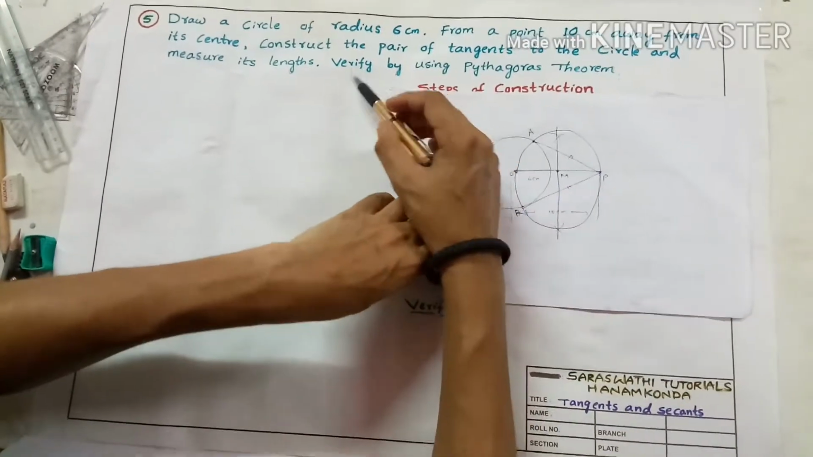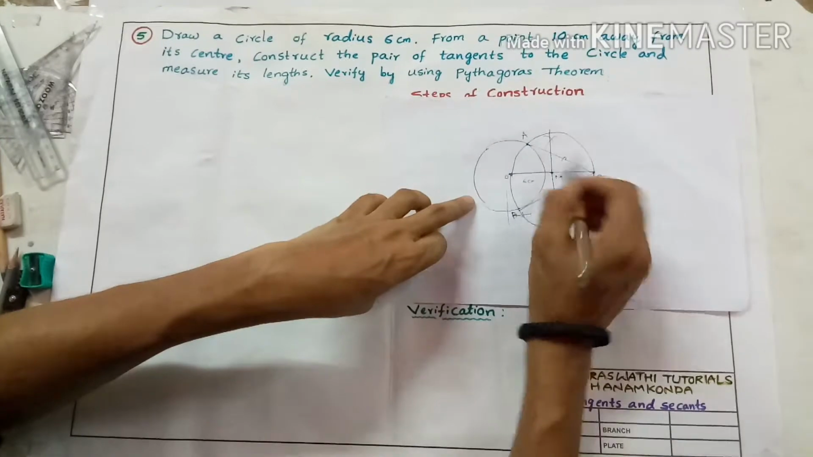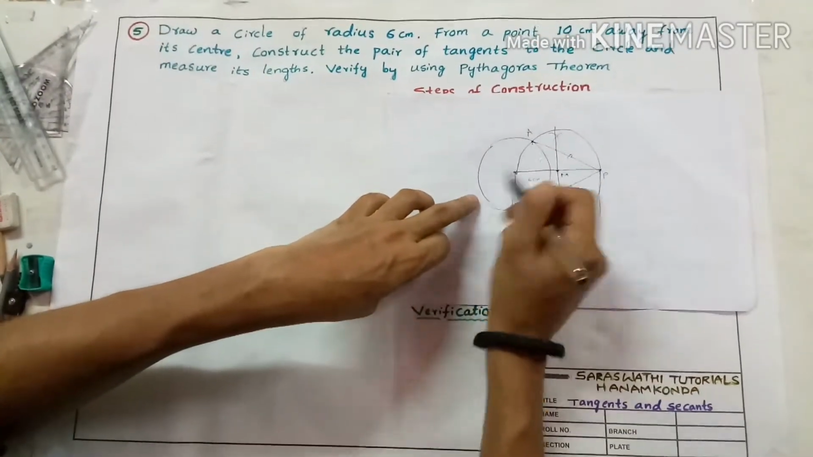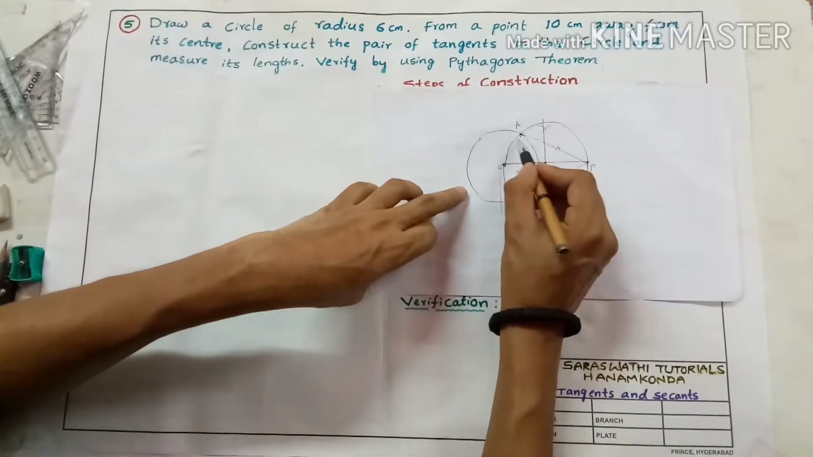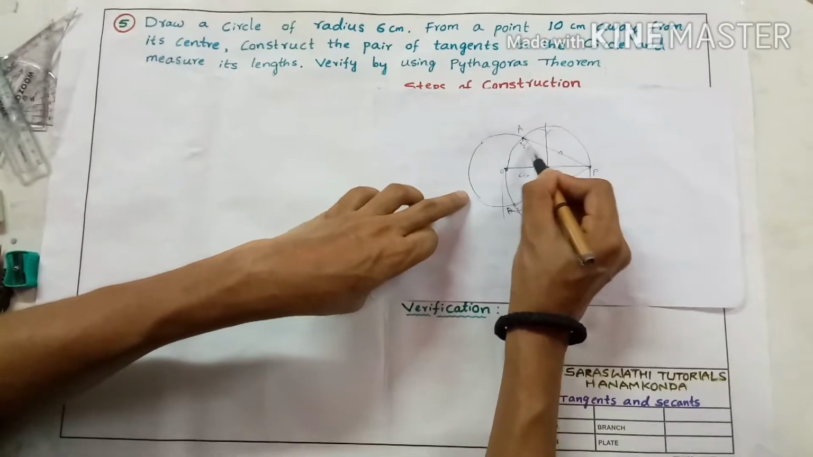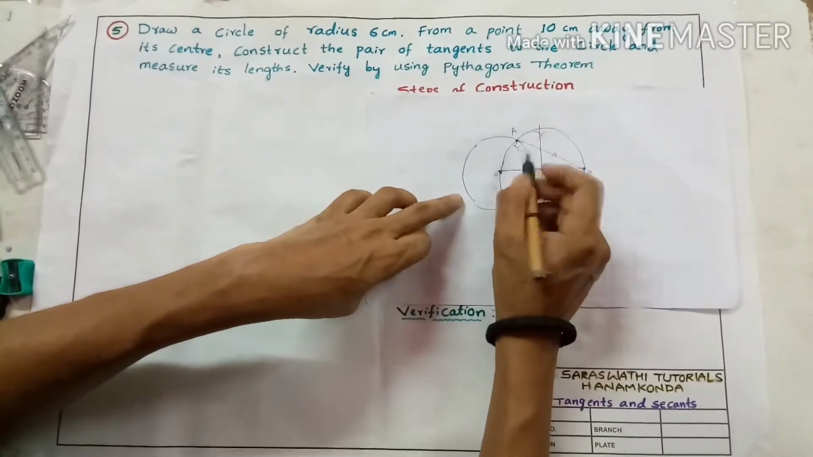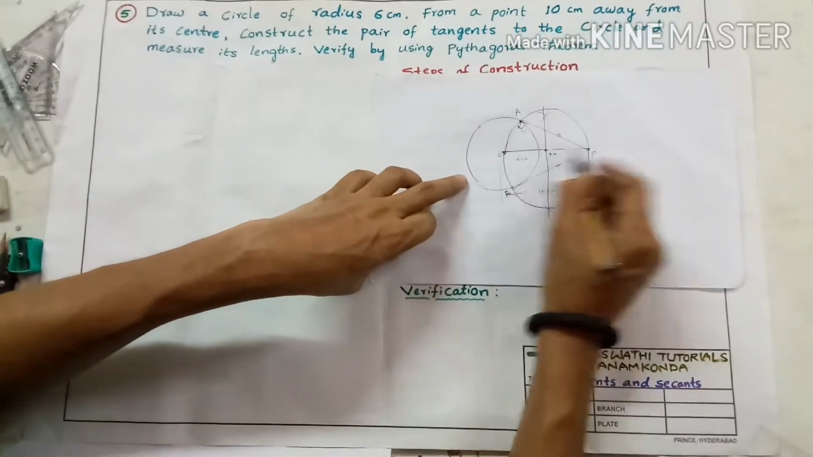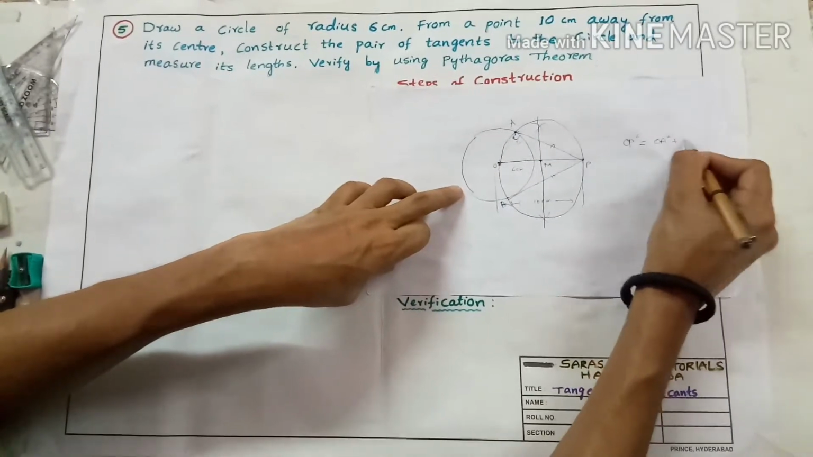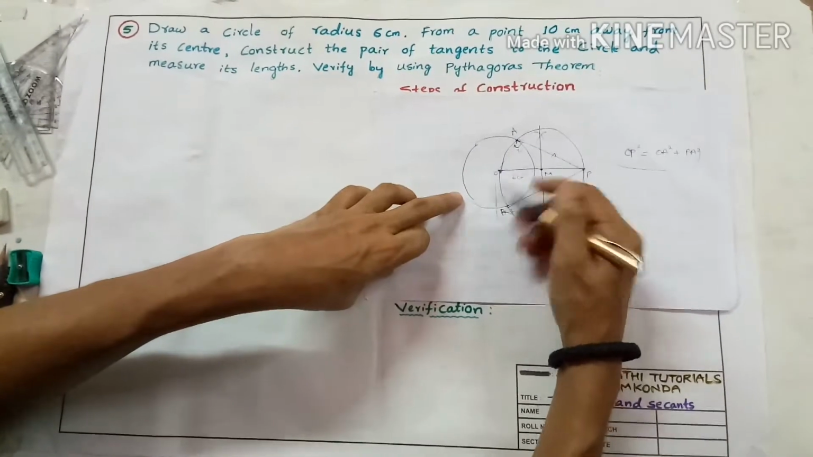It is also mentioned in the question to verify by using Pythagoras theorem. So if we consider triangle OAP, here angle OAP is 90 degrees, since the radius drawn to the point of contact is perpendicular to the tangent. So OP square, the hypotenuse square, equals OA square plus PA square. This must satisfy the Pythagoras theorem. We have to verify it.